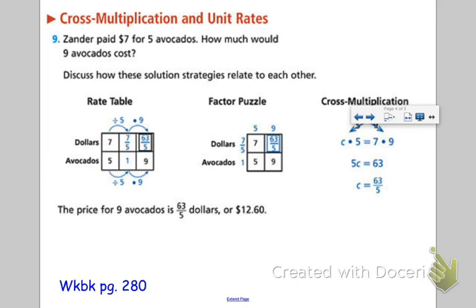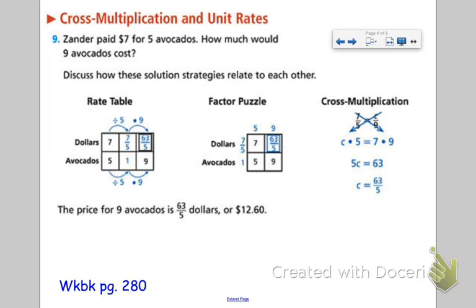Okay, so take a look at page 280. Here you have a situation where you can see a variety of strategies to solve this problem. Xander paid $7 for 5 avocados. How much would 9 avocados cost? Well, one strategy is to set up a rate table, which we did in the very last lesson. Figure out, if it's $7 for 5 avocados, how many dollars for just 1 avocado? What is the unit rate? How much would I pay for 1 avocado? Once I know that, I can figure out how much for any number of avocados.